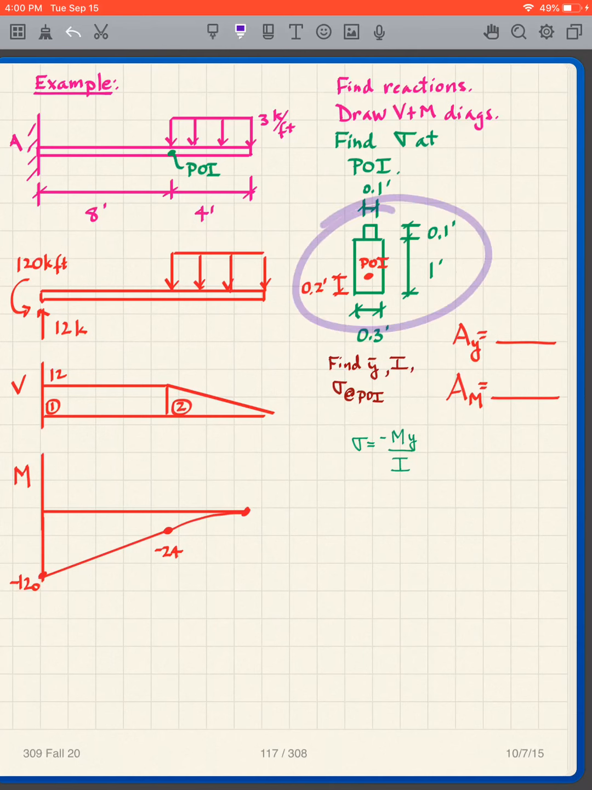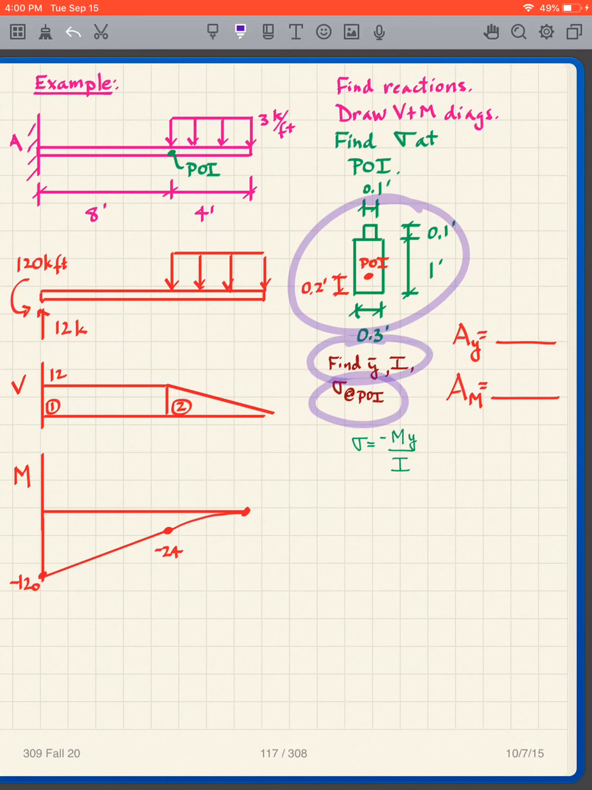Now, here is my beam cross-section. I have given you the point of interest. So the point of interest is here, and the point of interest is here. You need to find the centroid, y bar, I, and the sigma at the point of interest using our equation here. So why don't you pause the video, find the y bar, find the I, and then from what we've done, find the sigma at the point of interest.